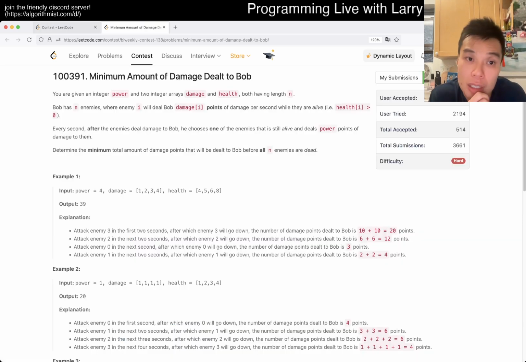All right. Energy of power and energy of damage and health, both. And okay. And enemies, where enemies of I will do I damage while they're alive. Okay, makes sense. Every second after the enemies deal damage to Bob, he chooses one of them that is still alive and deals power of damage to them. Okay. Determine the minimum total damage.